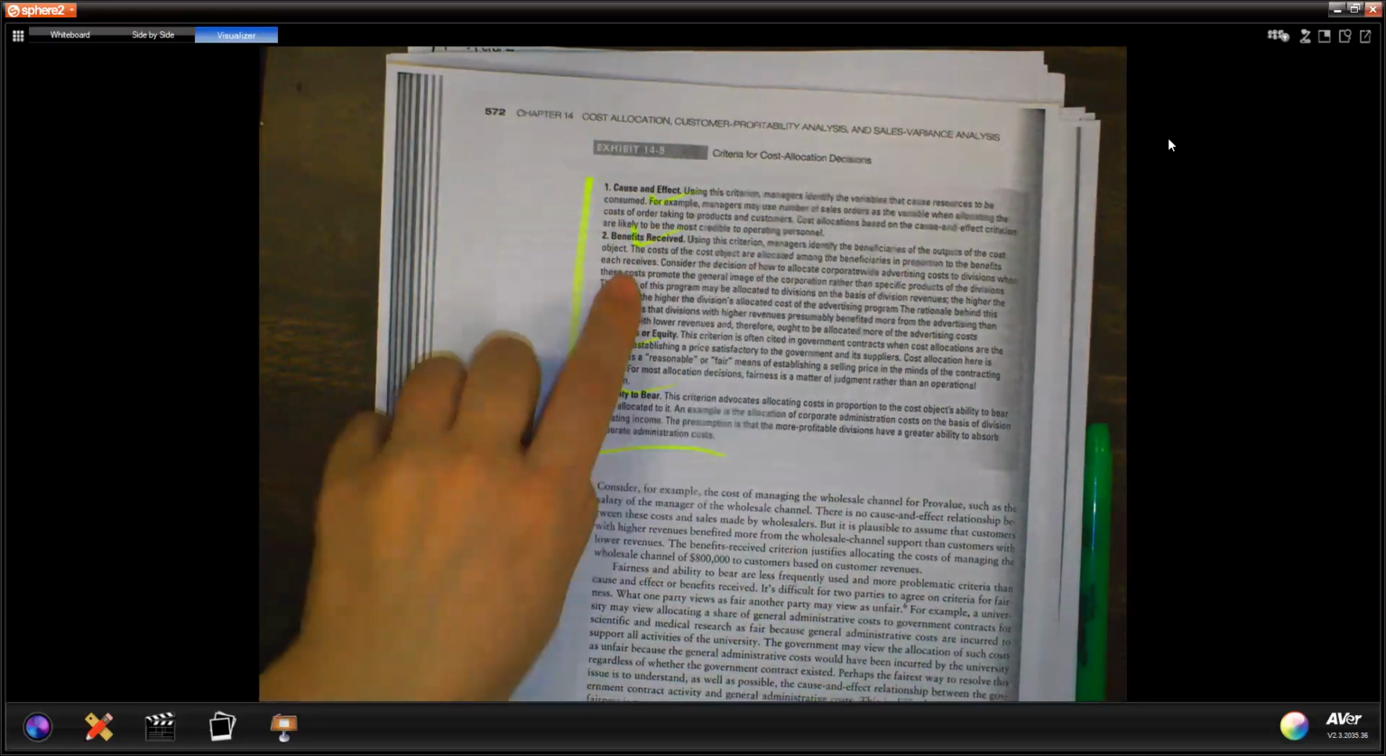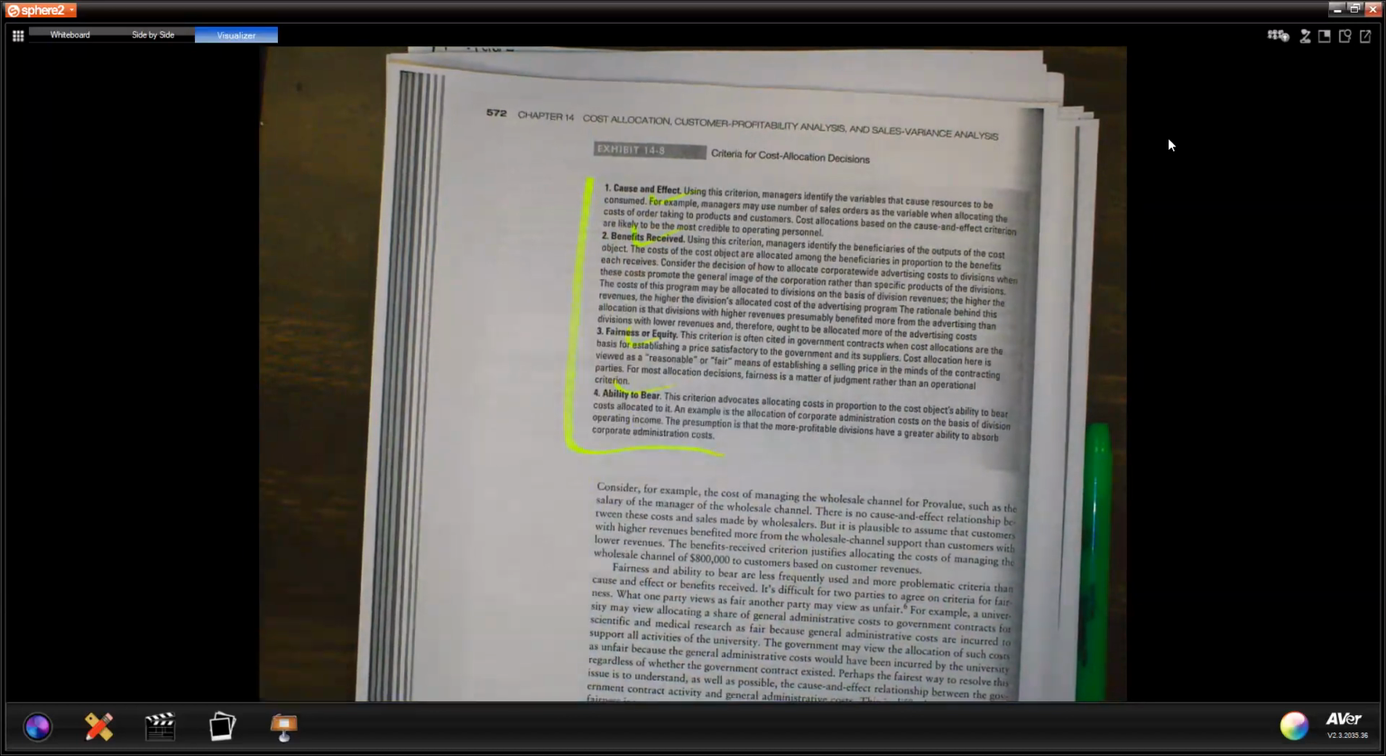And then benefits received, we talk about that. If the division made an advertisement and the 2 channels, one got a higher increase in revenue, we assume the first channel got more benefits. So when we allocate the division advertisement, we want to allocate more to the first channel, who gets more benefits.